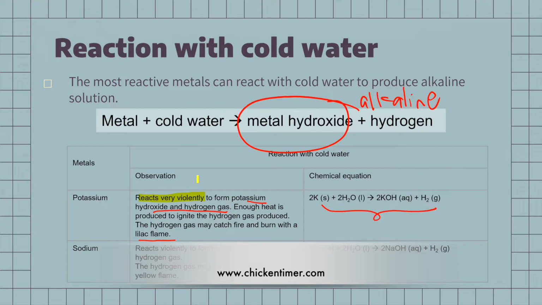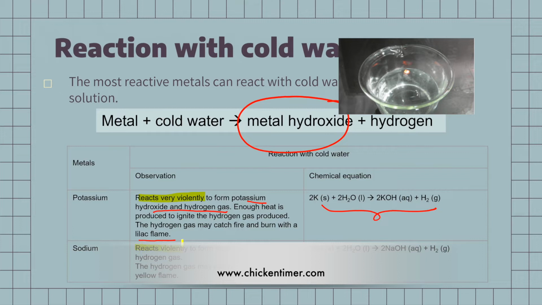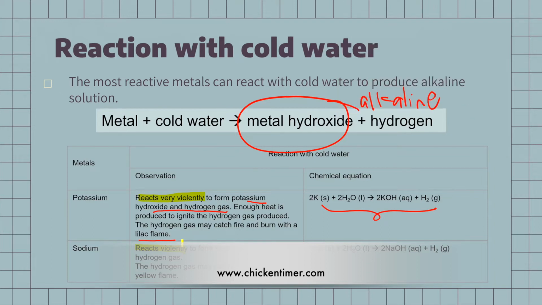Then you look at sodium. Sodium is second in the reactivity series. Notice down here, it reacts violently. It forms sodium hydroxide and hydrogen, and then it will catch fire and burn with another color. So potassium and sodium react in the same way because they are in the same group. Because potassium catches fire, sodium will also catch fire.